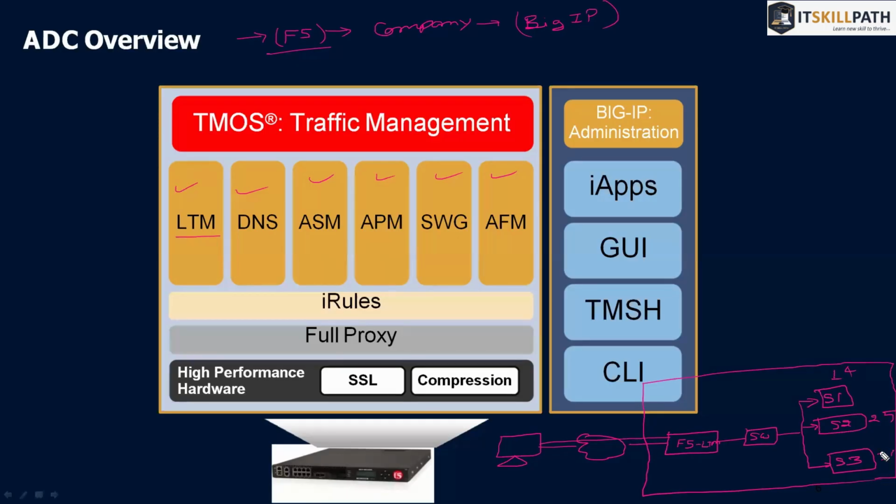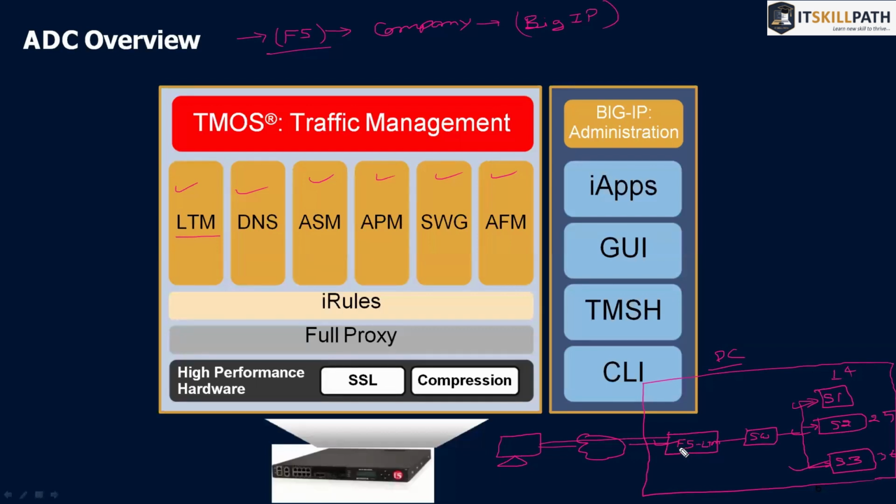Let's suppose this is your data center, DC. Within the same data center, we have our F5 device and backend servers placed. In the same data center, we are doing the load balancing. What load balancing is and all will come later, but first understand why it's called Local Traffic Manager: because we are doing load balancing locally.